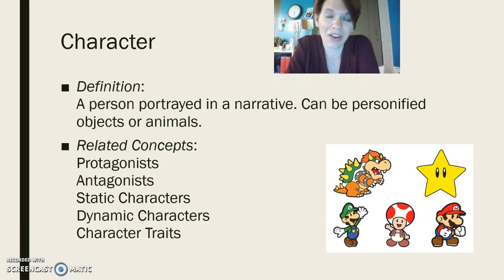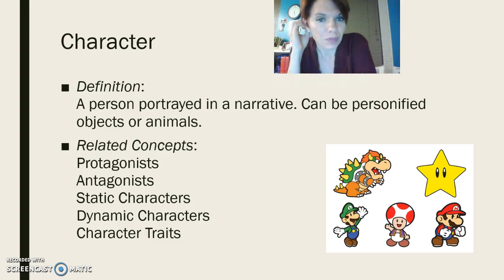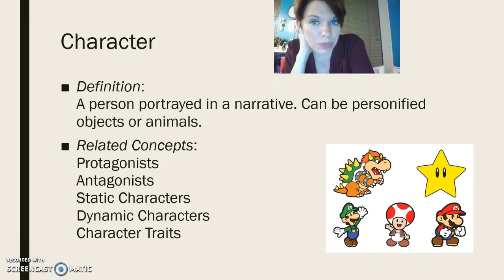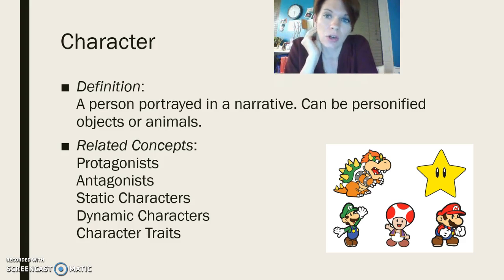So these are some of the characters in Super Mario Brothers. A character is a person portrayed in a narrative, can be personified objects or animals. So basically, it's who are the people on the stage, who is in the story. And then we also have some related concepts. When we talk about character, we talk about protagonists and antagonists.